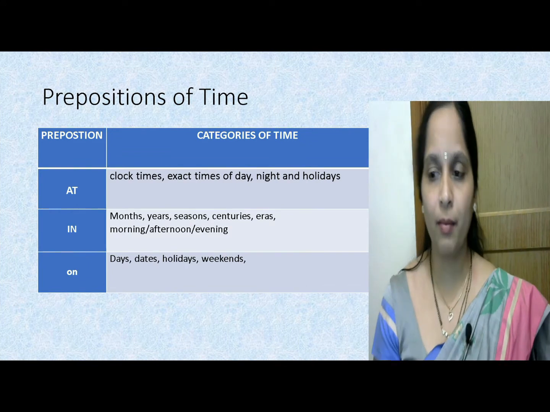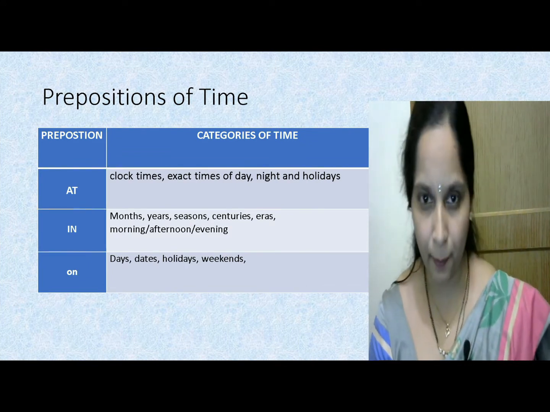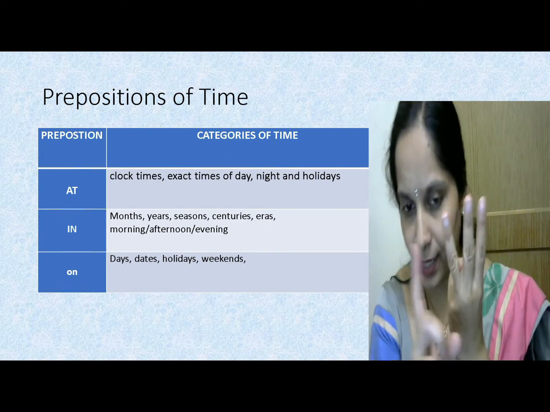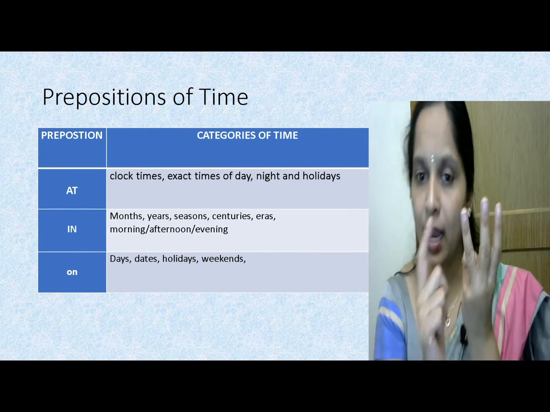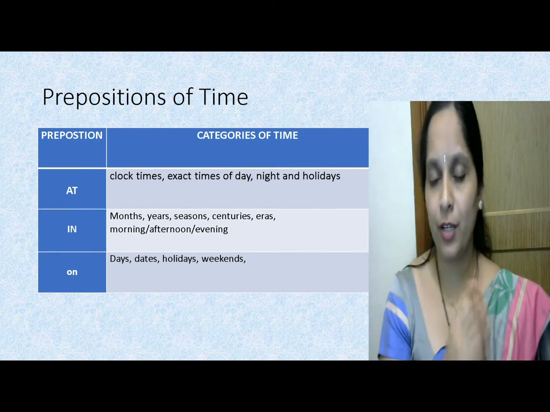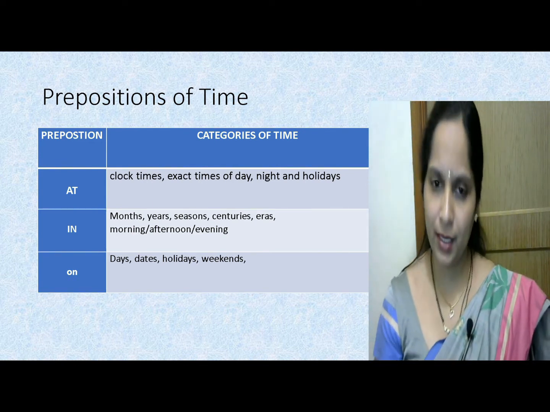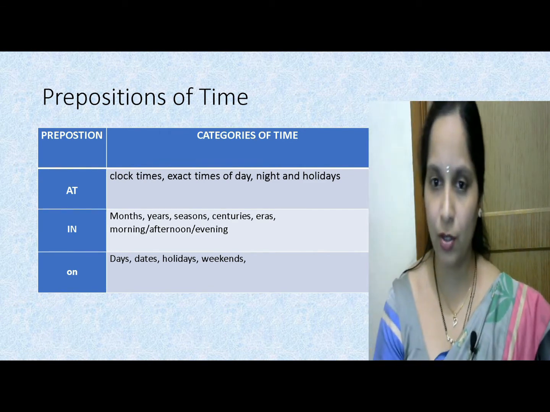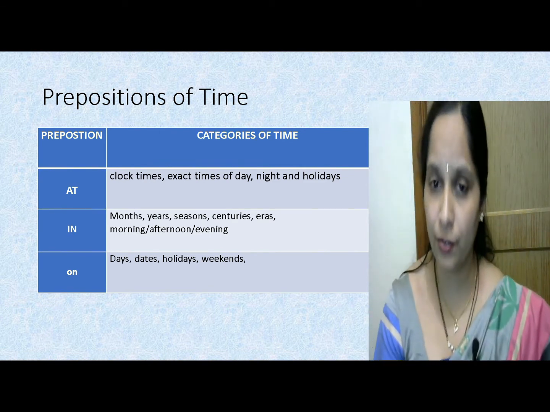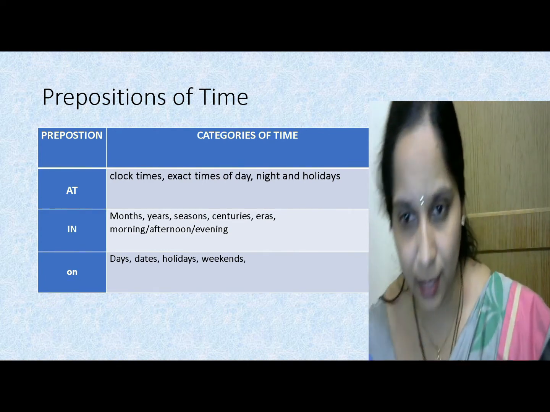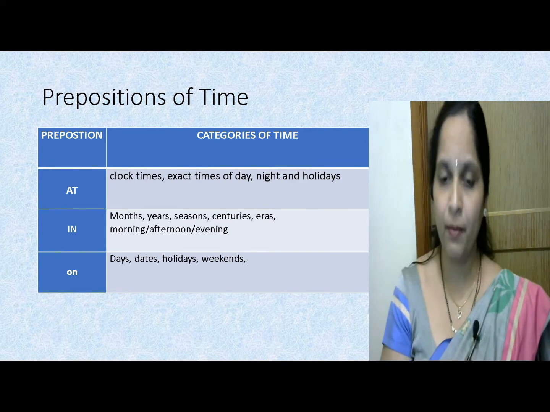Now let's talk about prepositions of time. Prepositions of time is broadly classified under three categories: at, in and on. When are we supposed to use at? Say for example, what time are you meeting me today? I am meeting you at 10 o'clock. Or there is a conference call at 5 o'clock. Correct? At the exact time of the day.